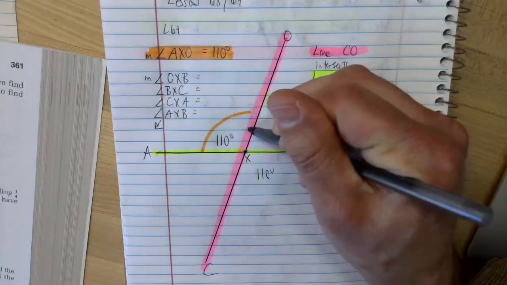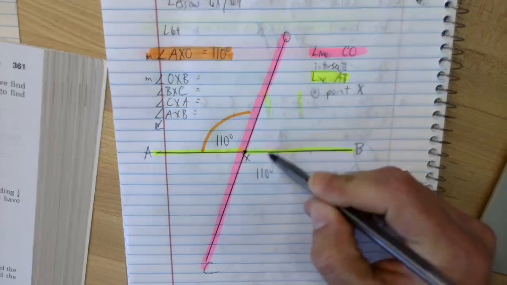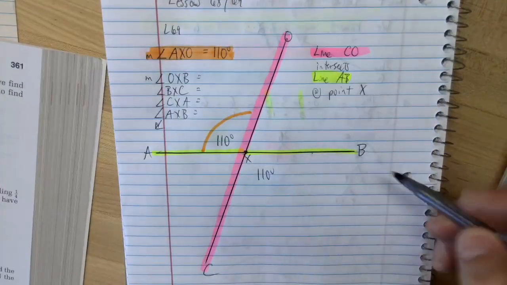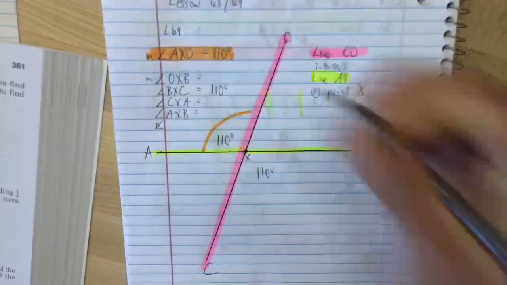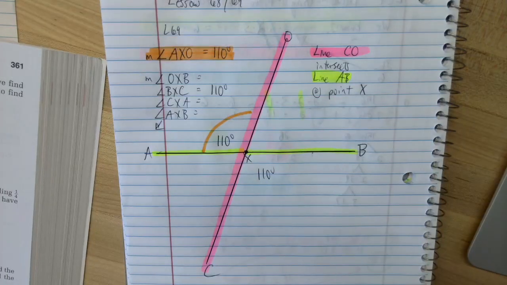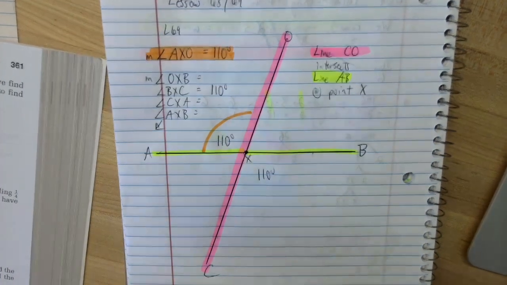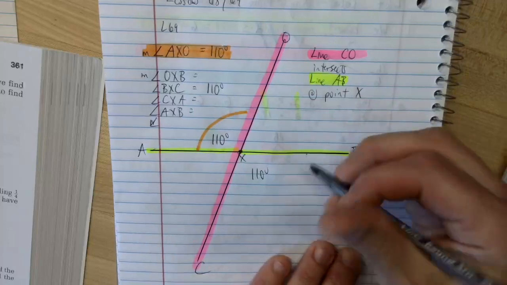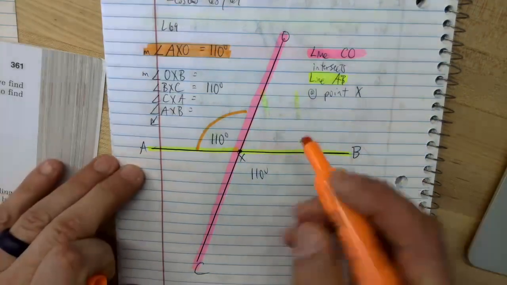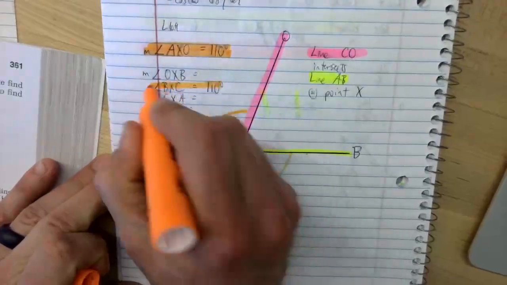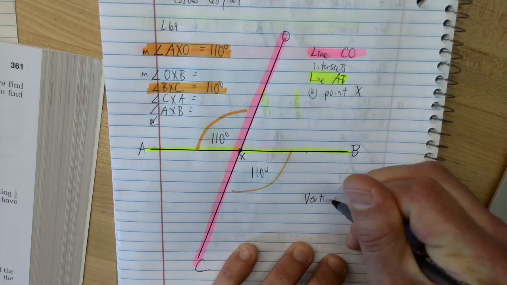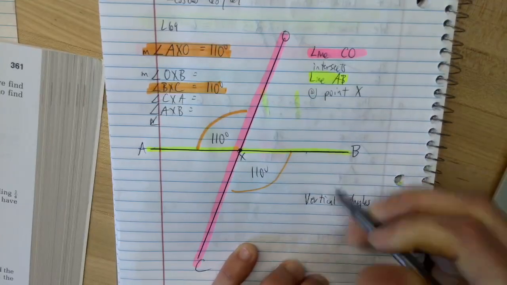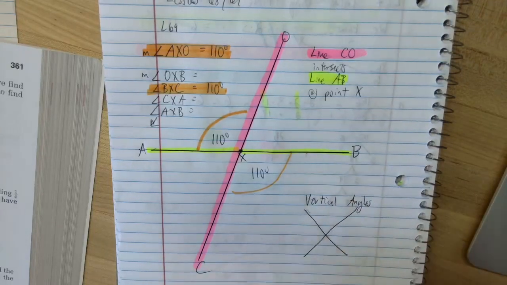You see this opening is equal to this opening because these lines are straight. BXC is going to be 110 degrees also. Those are going to be equal. Now, that's always going to be the case when you have two lines intersect. This is called vertical angles. And I'm going to draw a tiny little picture here too.